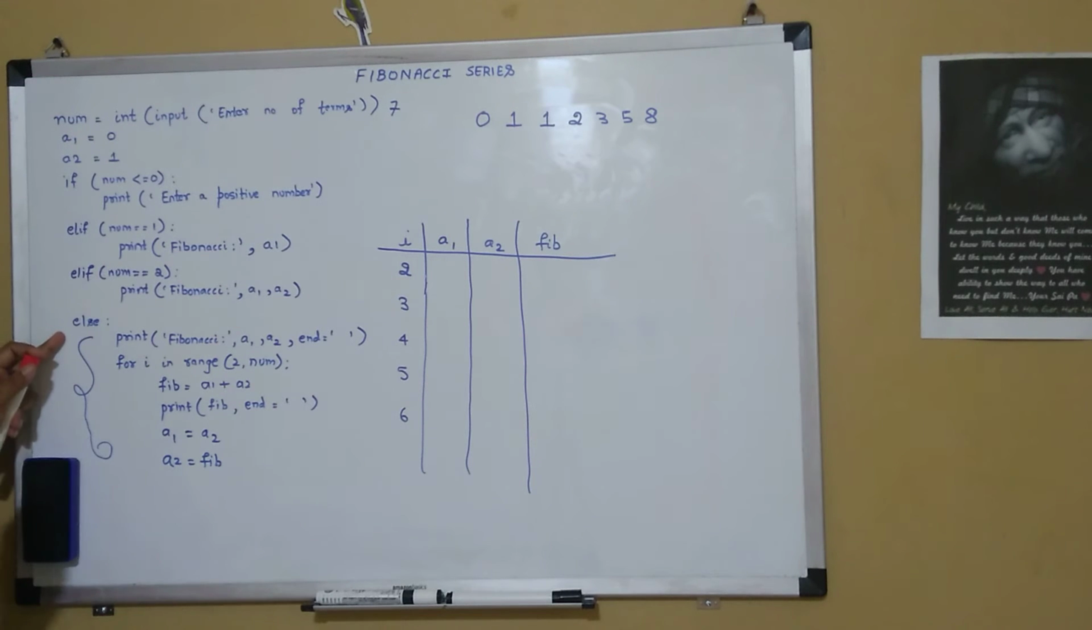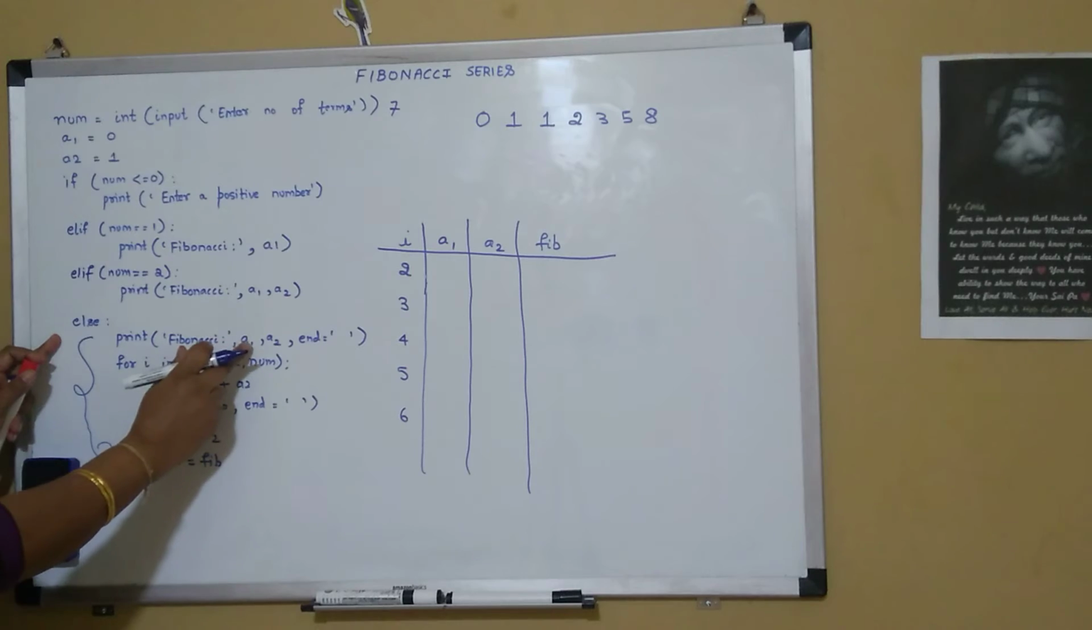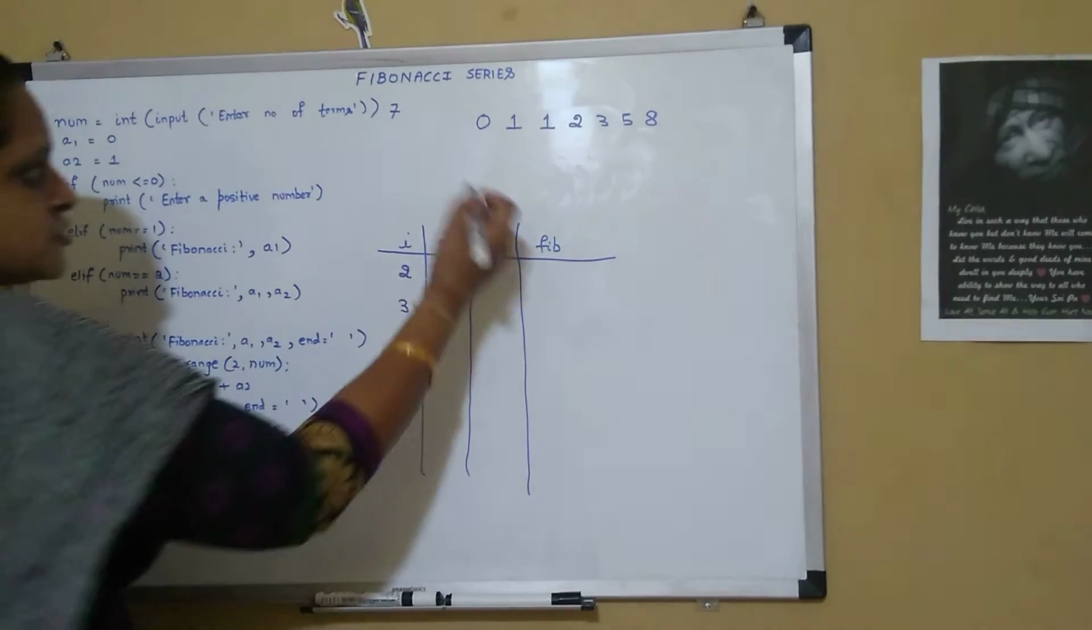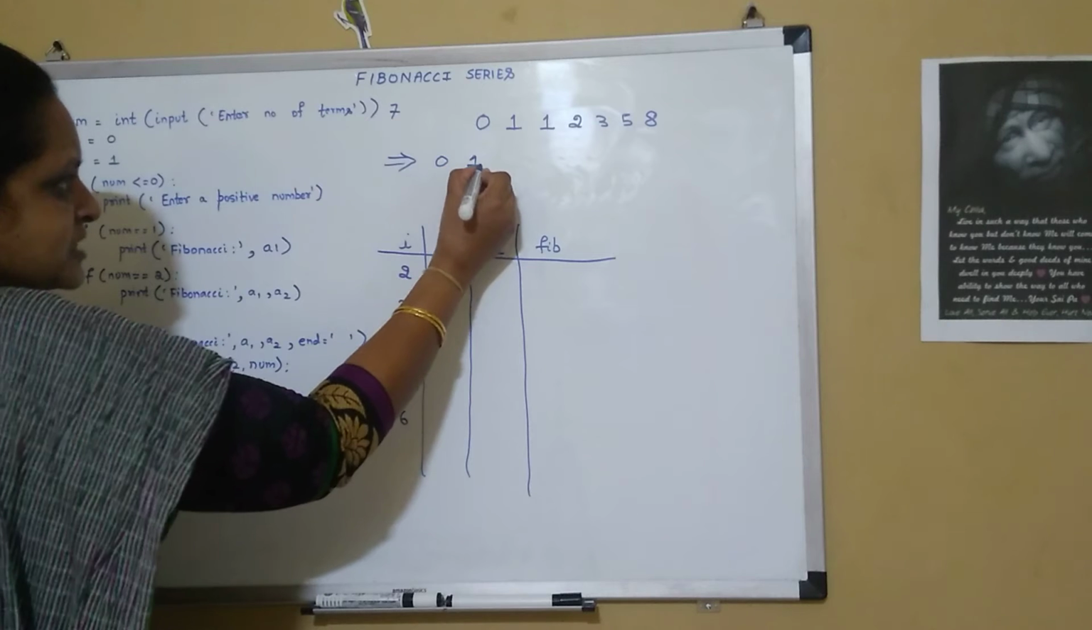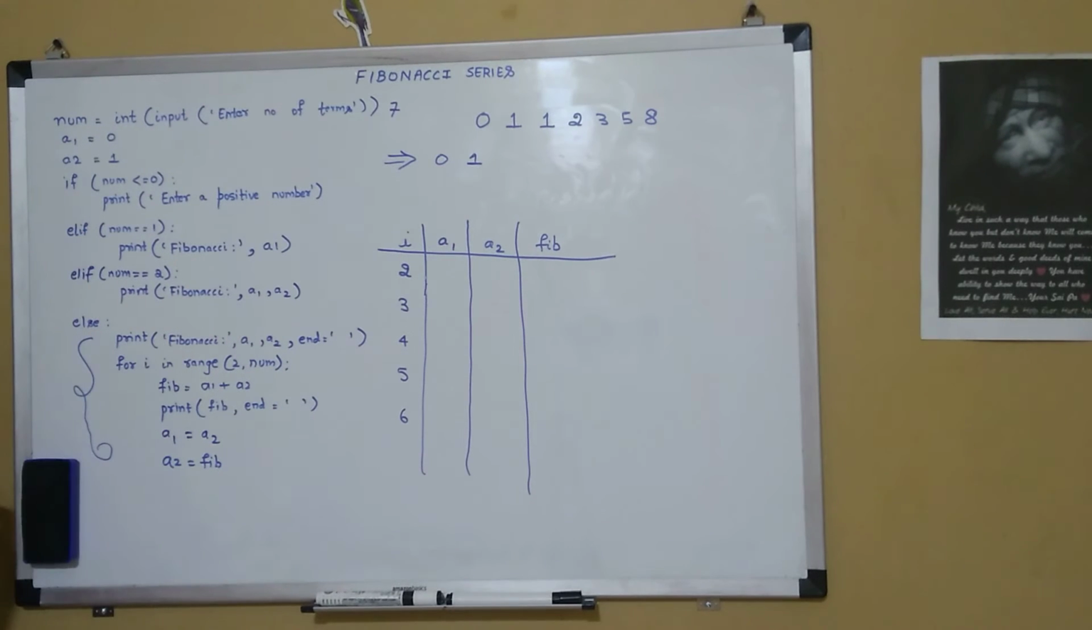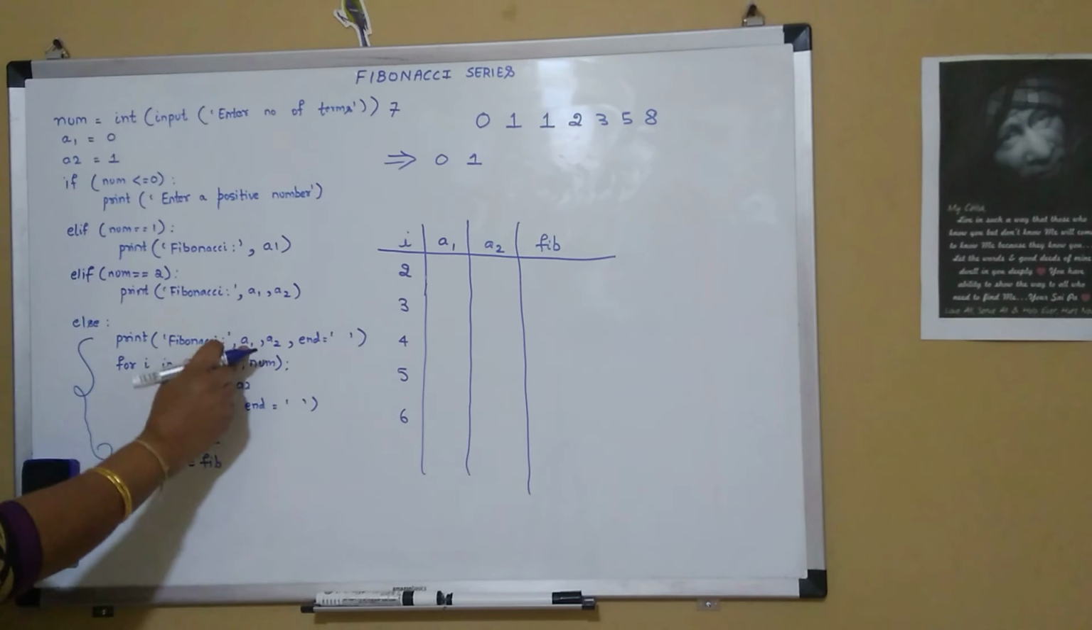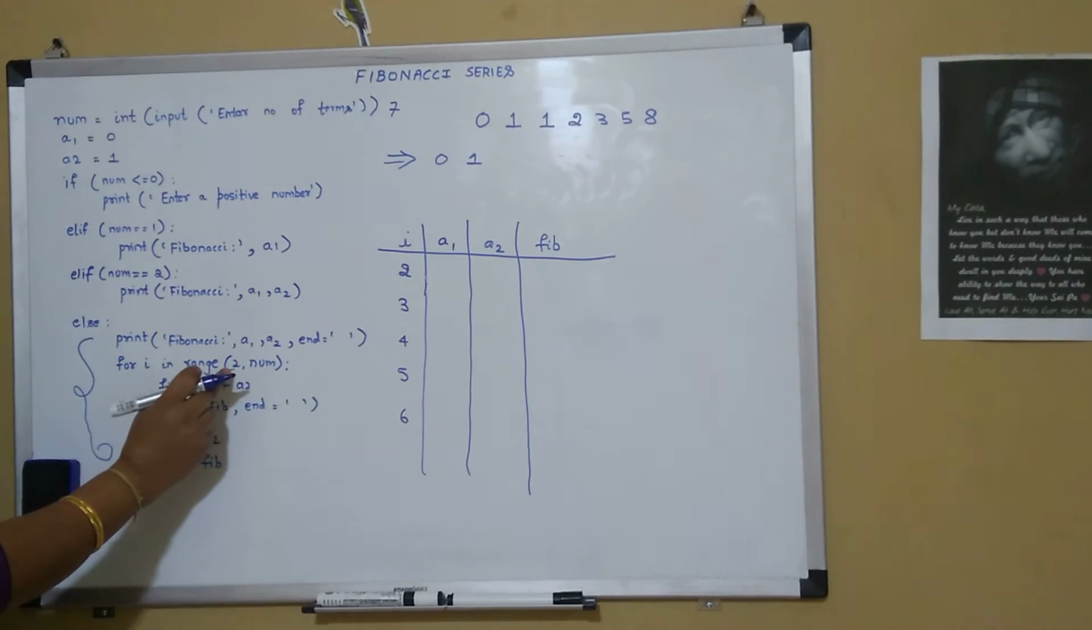In this particular else part, it will print Fibonacci A1, A2. So on the console, it will print A1 is 0, A2 is 1. So it will print these two values. Then it will go for a range, I in range. Since it has printed two values, it will start from the third element.